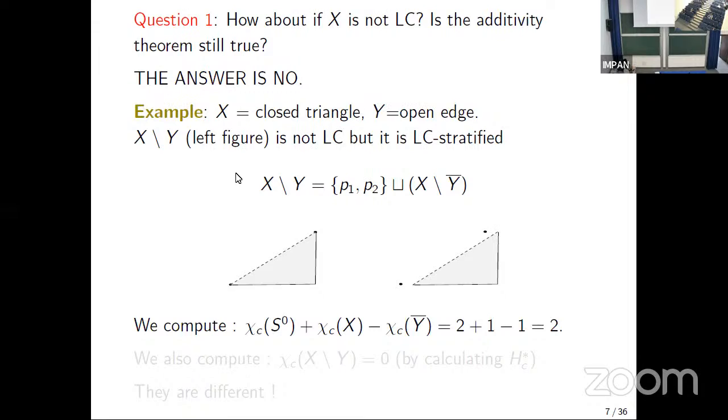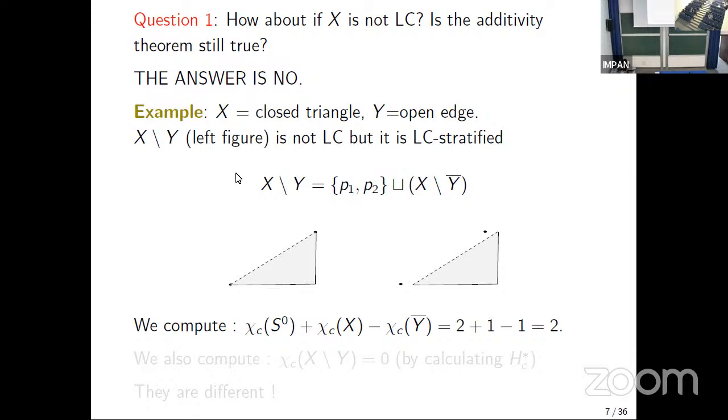And this space is stratified in a nice way. You have the 2 points. Then you have the full triangle minus the edge. The full triangle is closed. The edge is closed. 2 points are closed. So all the spaces are locally compact. And then you compute the sum, and you find that it's 2.